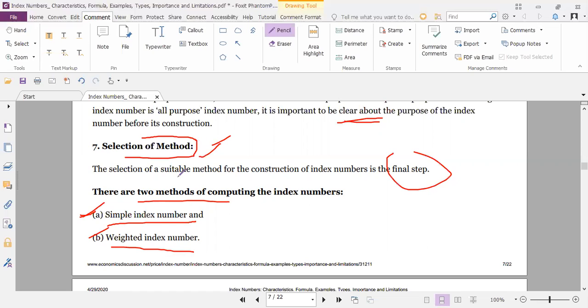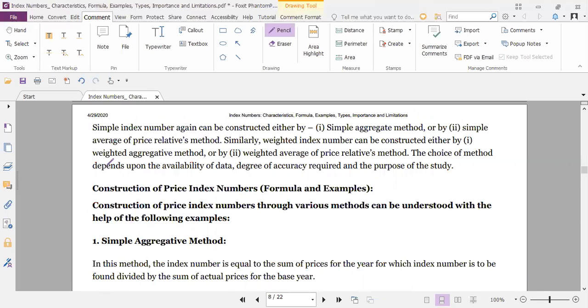So which method do you select? There are 2 methods of computing index number. Among these 2 methods, you need to select one. One will be simple index number, the other one will be weighted index number. Simple index number again can be constructed either by the simple aggregate method or by the simple average of price relative method. So I told you it is a simple aggregate method. Right? Simple average.